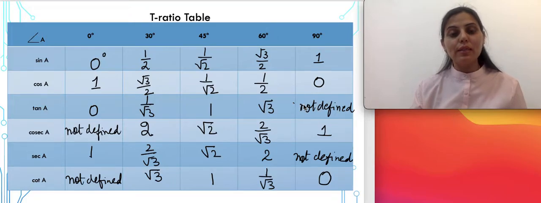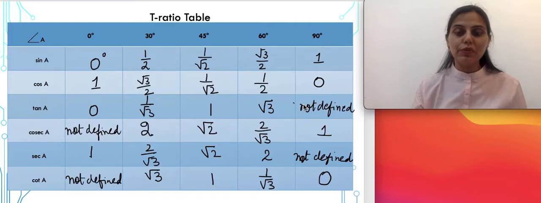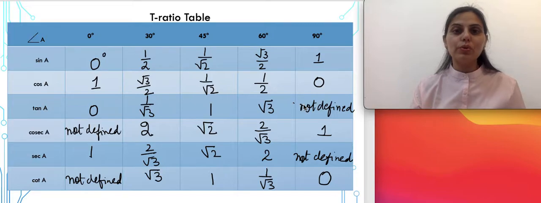So here, as you can see in the table, different angles are given and the values of different trigonometric ratios concerned with them are also given. All these values we are going to use in today's exercise. So let's start with the questions.